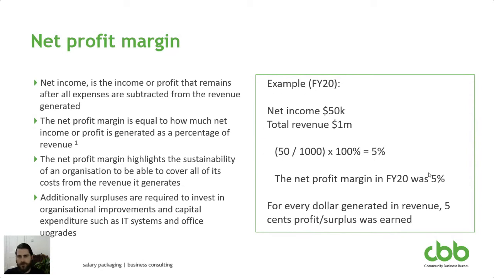Another way to rephrase this and also look at that is for every dollar that's generated in revenue, 5 cents profit or surplus was earned.